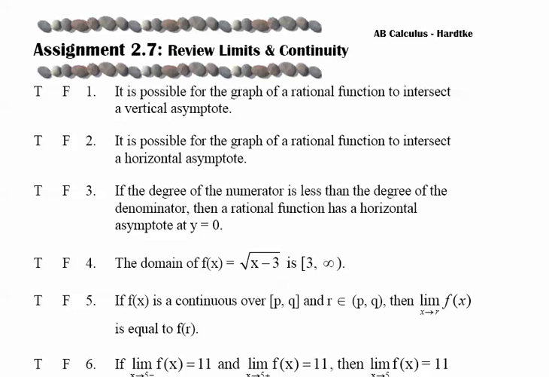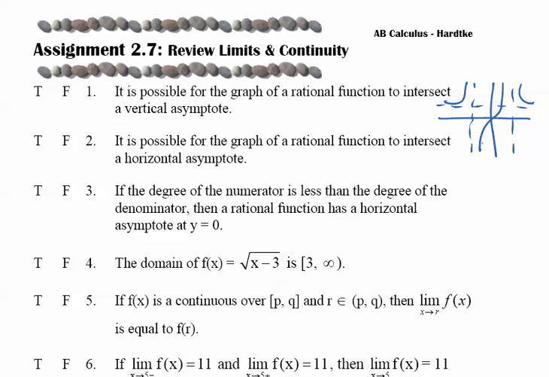And we're putting together all of our material on limits and continuity. First, some true false. Is it possible for the graph of a rational function to cross a vertical asymptote? No, it is not. But the next question, can it cross a horizontal asymptote? And that it can do.